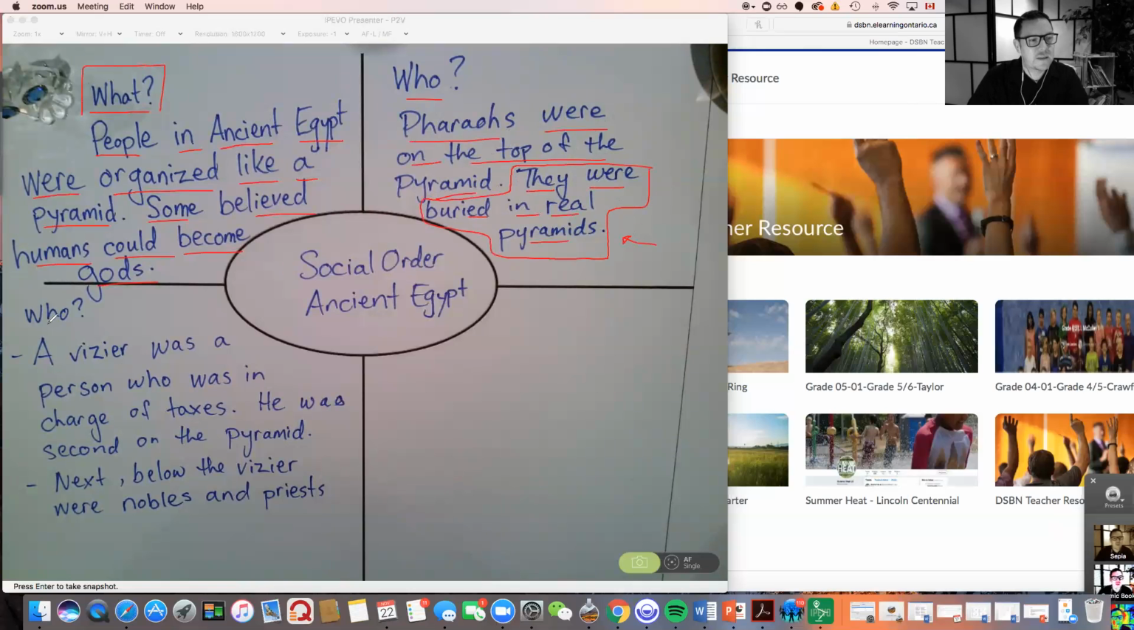Okay. Next is a who. Why do I have two who's? Well, because my idea is all about people. All right. So I can have two who's. That's fine. So I have a who here and a who here, and that's okay.